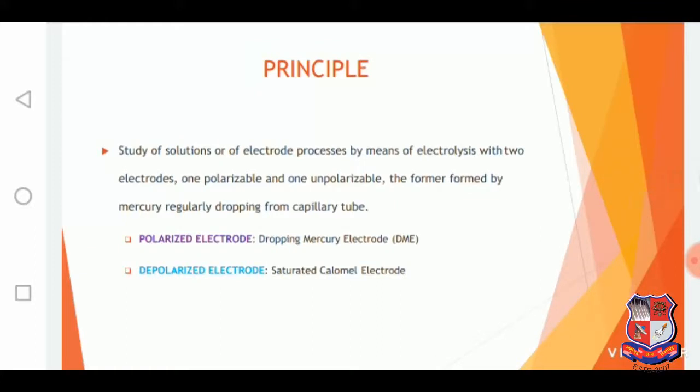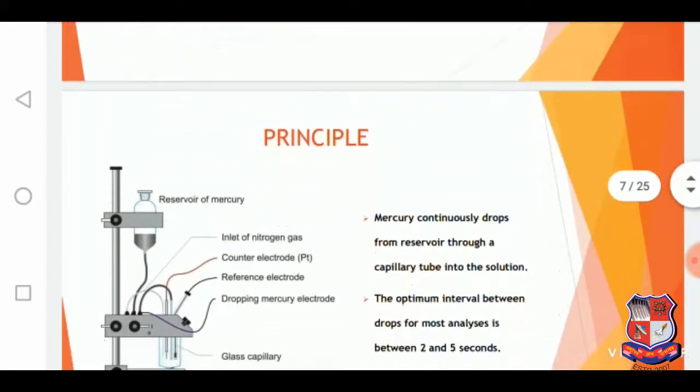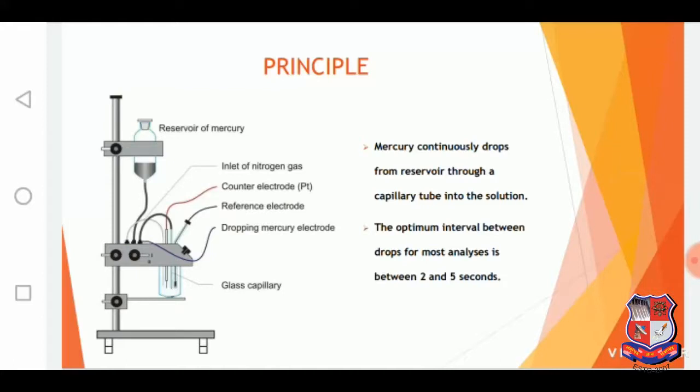So what is the principle? It includes the study of solutions or electrode processes by means of electrolysis with two electrodes, one polarizable and one unpolarizable. The former is formed by mercury regularly dropping from a capillary tube. The polarized electrode, the best example, is the DME, and the depolarized electrode is the saturated calomel electrode. Mercury continuously drops from the reservoir through a capillary tube inside the solution. The optimum interval between drops for most analyses is between 2 to 5 seconds.